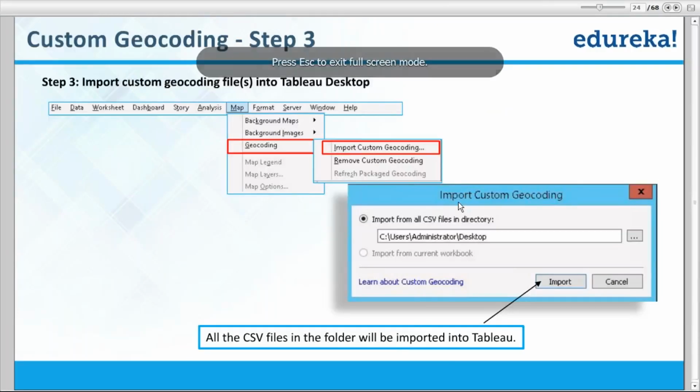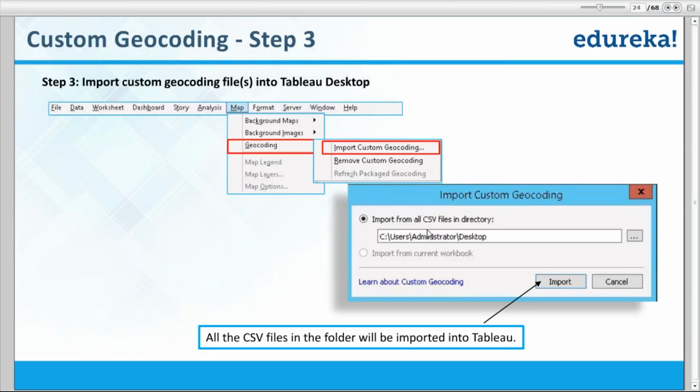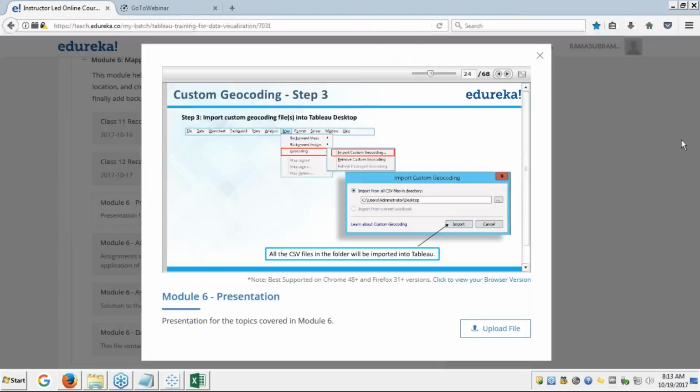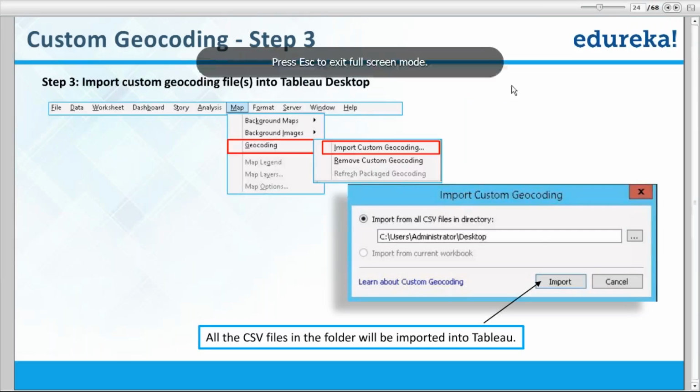So you just need to set import files from the CSV in this directory or import from current workbook. So Samir, you have an option to check this. Import from current workbook. Can you give? Import all CSV files in directory instead of selecting this option. Are you able to select the second option? Import from current workbook. Okay, that option is not working for you. Okay, it's not a problem.